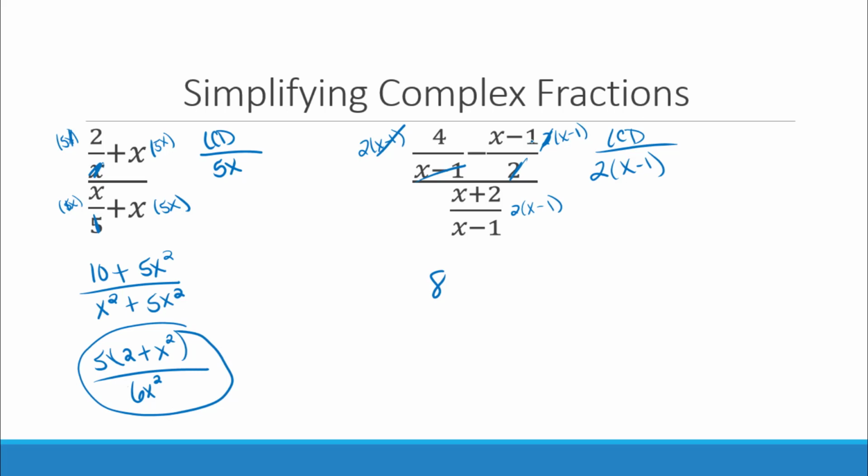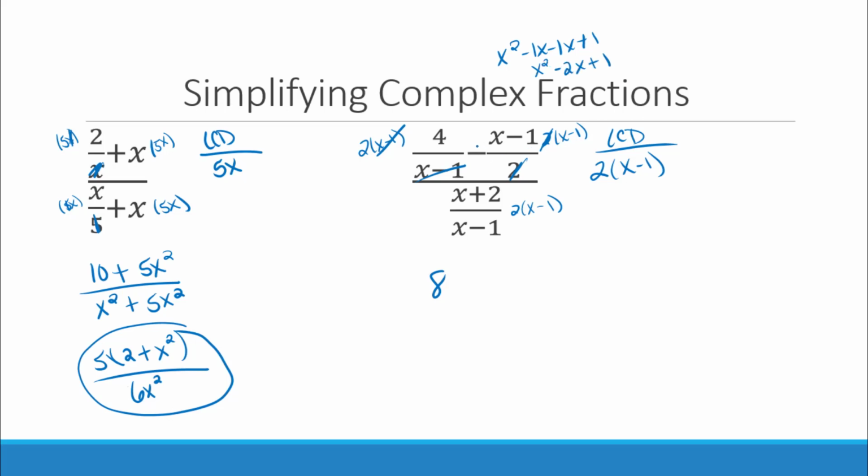So we are going to have to multiply this out. X minus 1 times x minus 1. X times x is x squared. X times negative 1 is negative 1x. Negative 1 times x is negative 1x. Negative 1 times negative 1 is a positive 1. So this is x squared minus 2x plus 1.